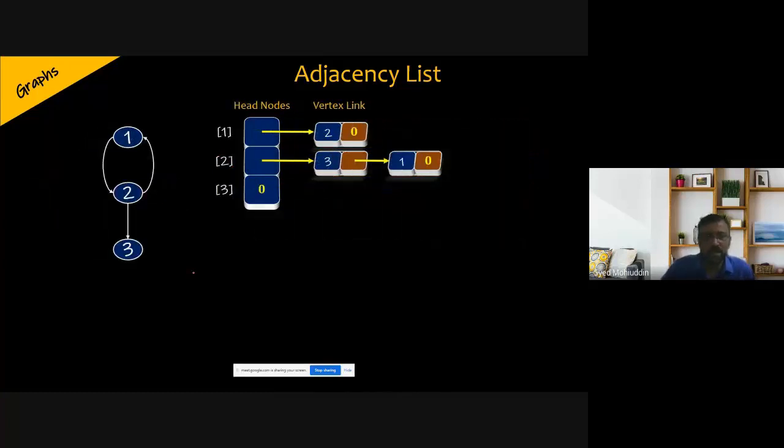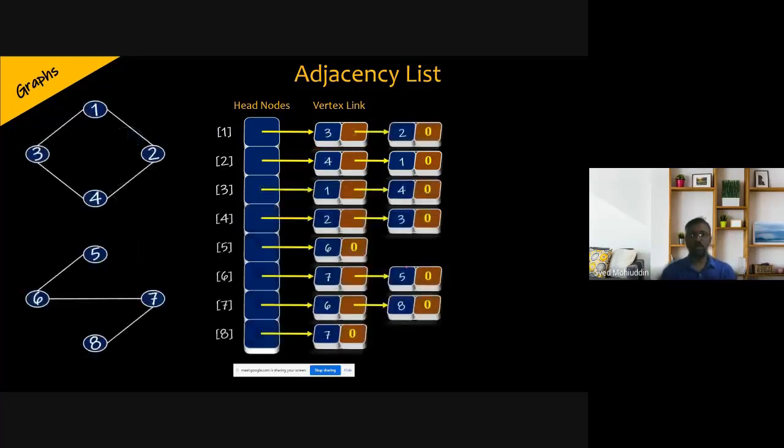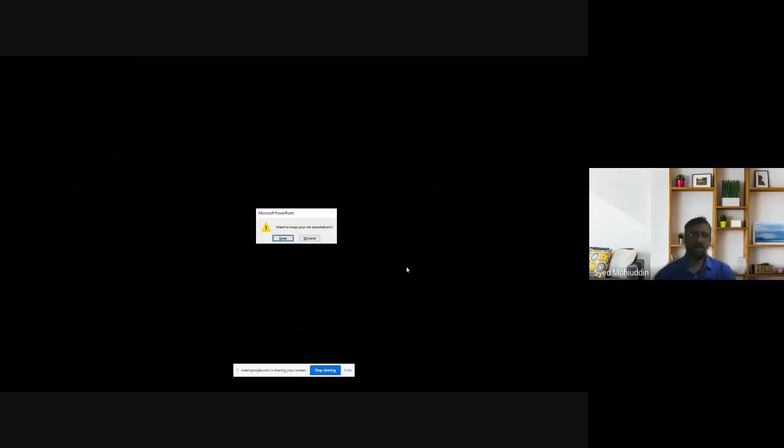Same way, look at this. Node 1 is adjacent to node 2. So there is only one edge in this list. Node 2 has an edge to node 3 as well as node 1, so two different nodes. So this is basically a list for each node, and each list contains the adjacent nodes. That is what adjacency list is all about and how graphs are represented.